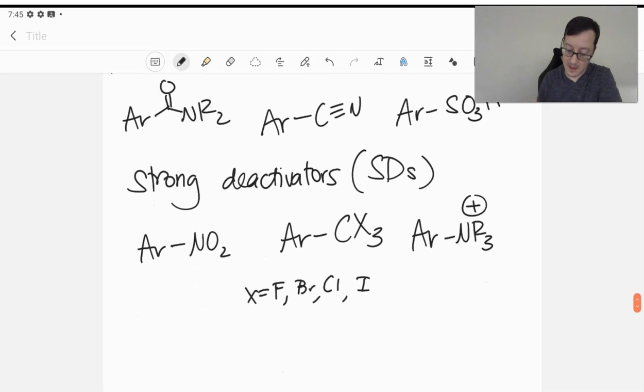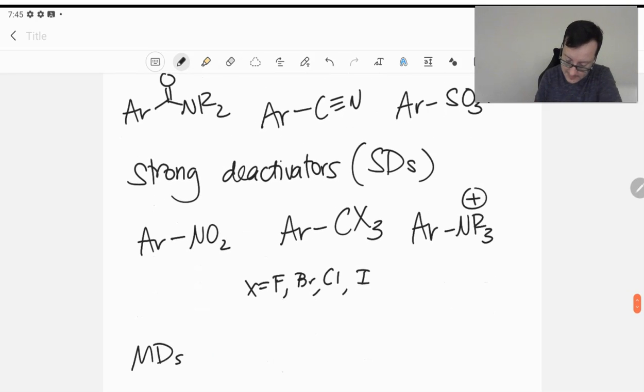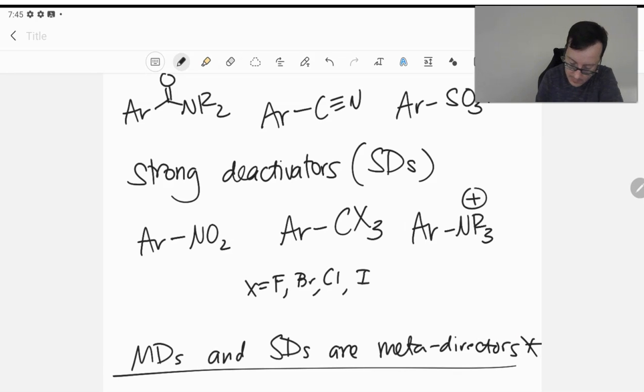And we're going to see that both MDs and SDs are meta directors. Most things are ortho-para directors, but moderate deactivators, I almost call them meta deactivators, maybe we should, and strong deactivators are both meta directors. And in our next video, because I know this one was a little long, we're going to take a look at what these look like in reactions.